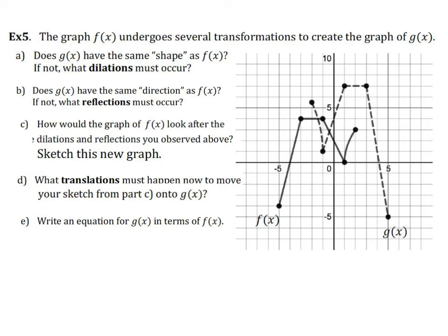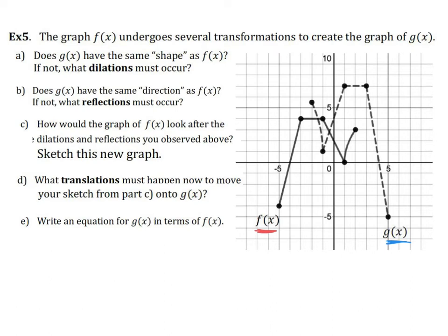And finally, example 5. Excuse me. You can try to go through this on your own, but we'll go through it step by step here and see how you do. It says the graph f of x undergoes several transformations to create g of x. Here's my original, my f of x is the solid graph, and my g of x is over here, my dotted graph. Letter A: does g of x have the same shape as f of x? If not, what dilations must occur?